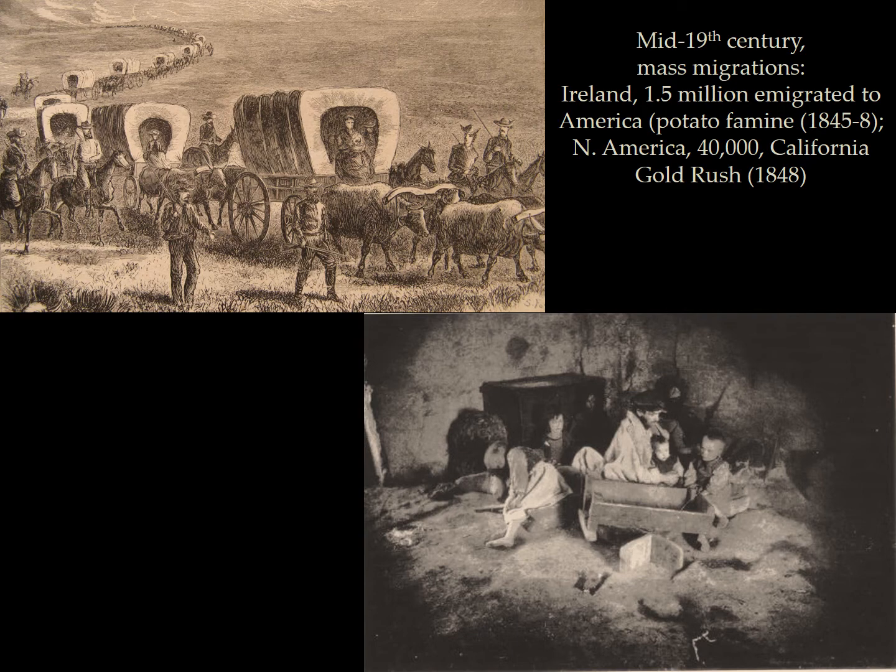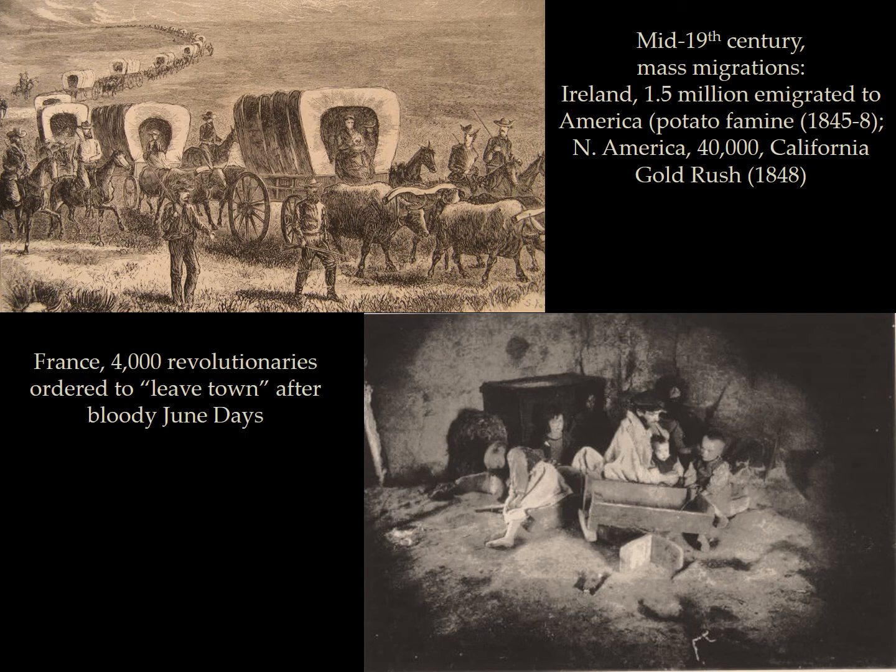Now, in the mid-19th century, this is going to be a period of mass migrations in Europe and America. In Ireland, 1.5 million Irish immigrate to the Americas because of a potato famine that leaves many dead and starving between 1845 and 1848. In North America, 40,000 people are going to head to California during the gold rush of 1848, leading, of course, to the 49ers football team as well. Now, in France, we have 4,000 revolutionaries ordered to leave town after the Bloody June Days.